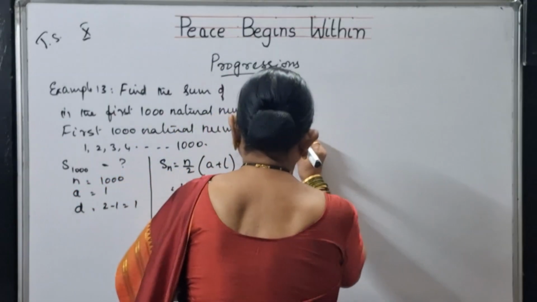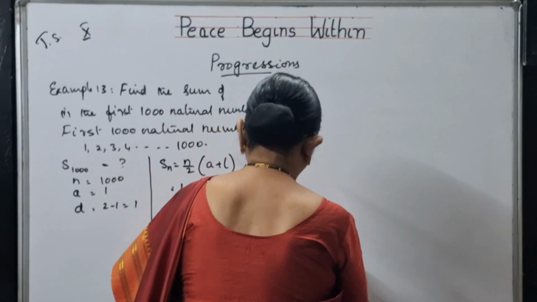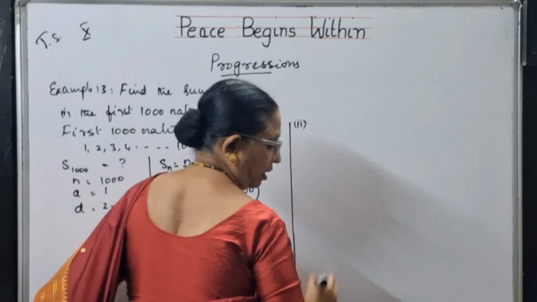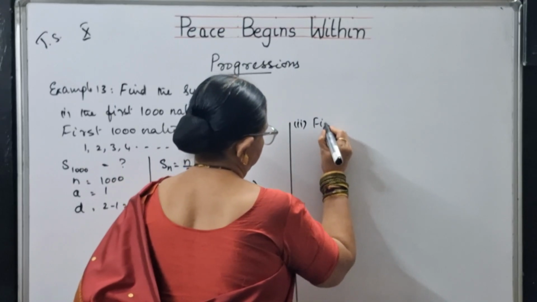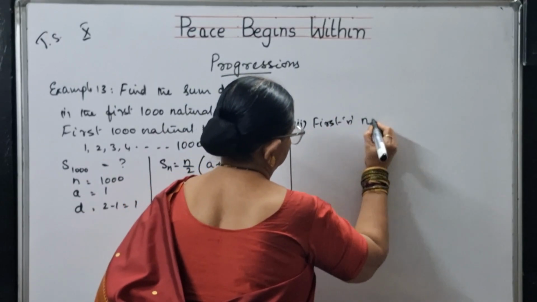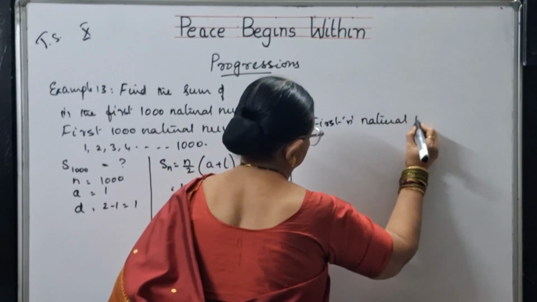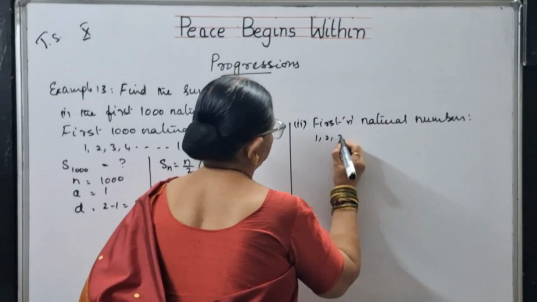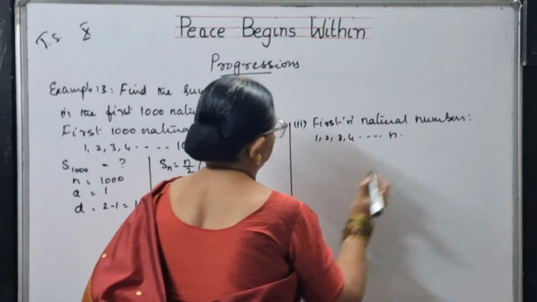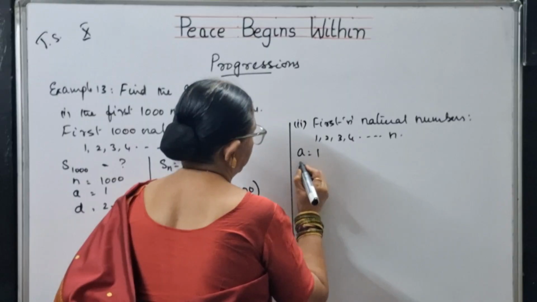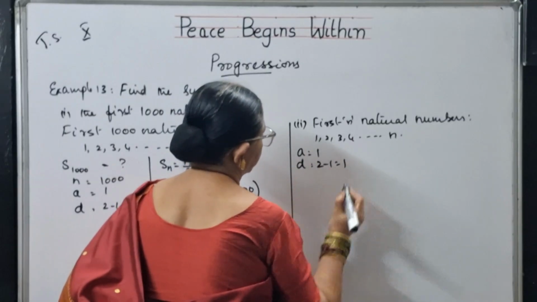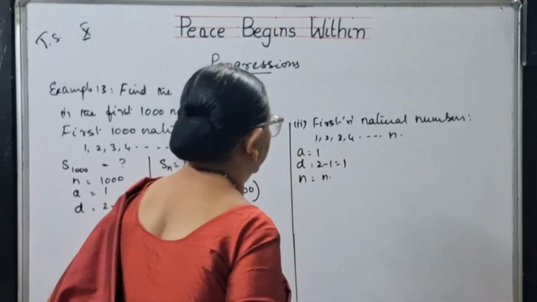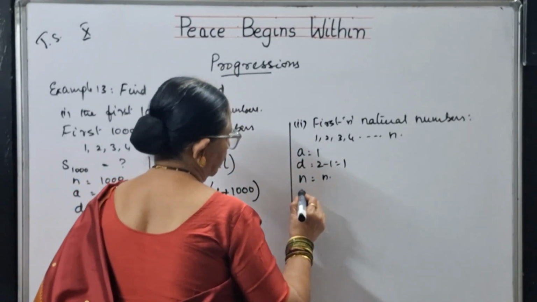And the second bit, they have asked the first n natural numbers. So what are they? 1, 2, 3, 4, and so on up to n. So here a is equal to 1, d is equal to 2 minus 1, that is 1, and n is considered as n only, the last term. So we need sum to n terms.